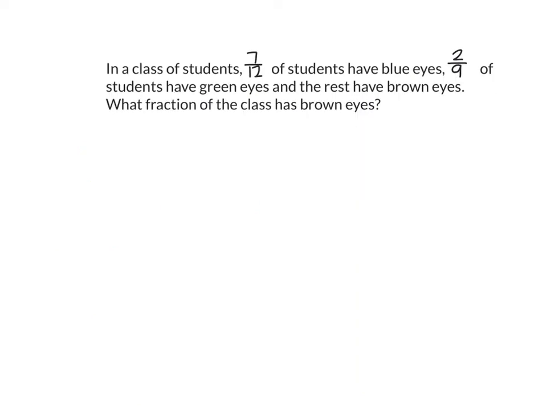So let's try this question here. In a class of students, 7/12 of them have blue eyes, 2/9 of them have green eyes, the rest have brown eyes. We're going to find the fraction of the class that has brown eyes. So what we have is one whole class. We're going to subtract the people that have blue eyes, subtract the people that have green eyes, and that will leave the fraction of the class that has brown eyes.